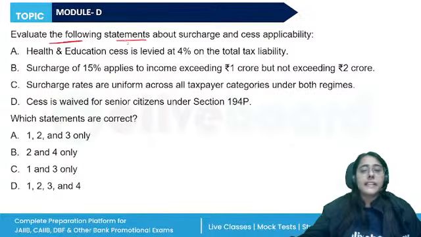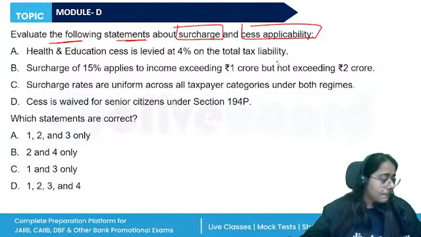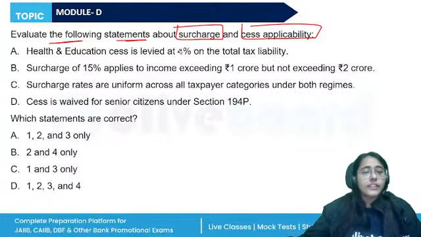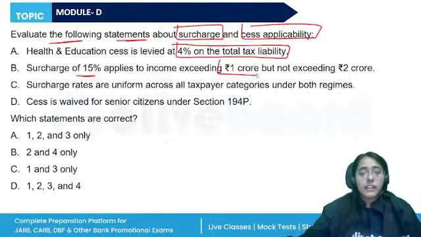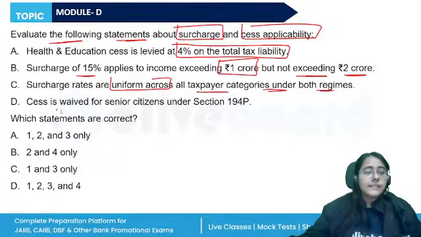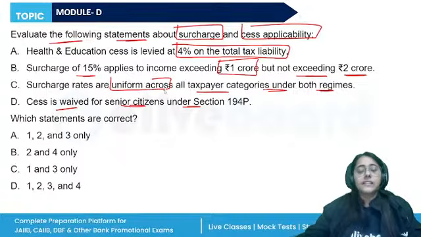Evaluate the following statements about surcharge and cess applicability. Health and education cess is levied at 4% of the total tax liability. Surcharge of 15% applies to income exceeding 1 crore but not exceeding 2 crores. Surcharge rates are uniform across all taxpayers under both regimes. Cess is waived for senior citizens under section 194P.